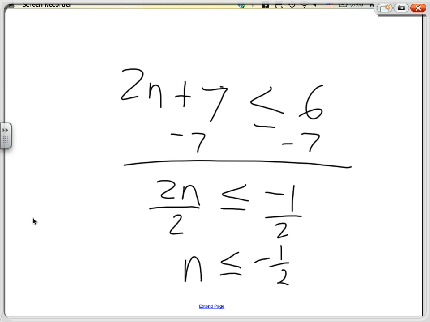We include it, very good. So here's a 0, here's a -1/2, right? Since we included it, we put a solid circle right there and our arrow's pointing to the left. Done, that's it. Any questions?